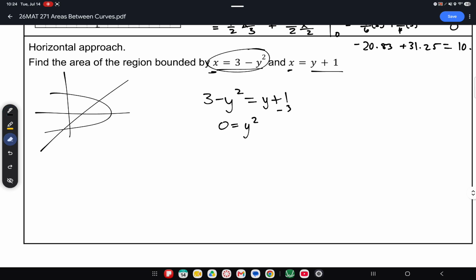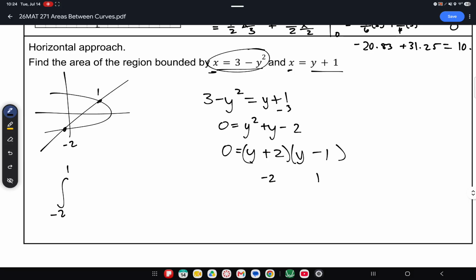I forgot my y there. So y squared plus y minus 2. So I have a quadratic here in terms of y. Can I think of two numbers that multiply to -2 and add to 1? So +2, -1, which would mean I have -2 and +1, which is what Desmos showed, right, as the y values. So my integral goes from -2 to 1.